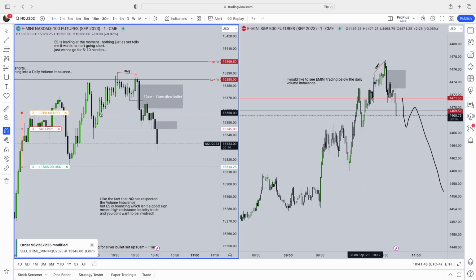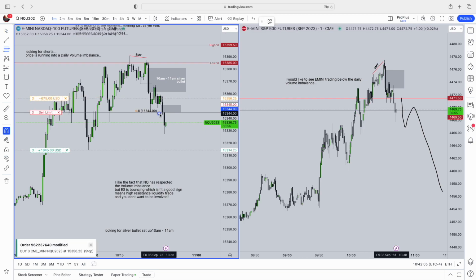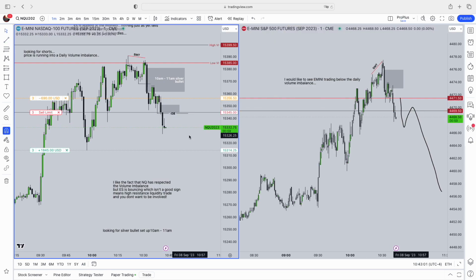So yeah, the first target is at sell side liquidity for Nasdaq, and there's another fair value gap which I tried to put an entry at, but it doesn't get in again.